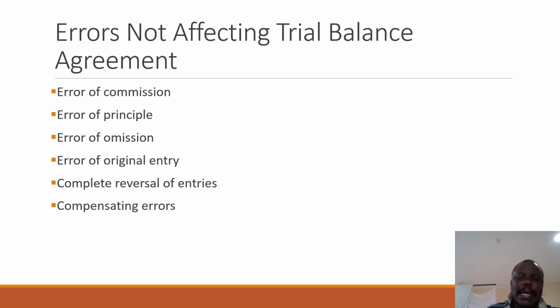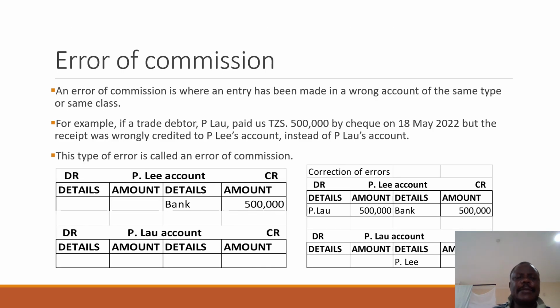So let us first start with those errors which do not affect the agreement of the trial balance. We have the error of commission, error of principle, error of omission, error of original entry, complete reversal of entries, and the compensating error. Starting with error of commission.